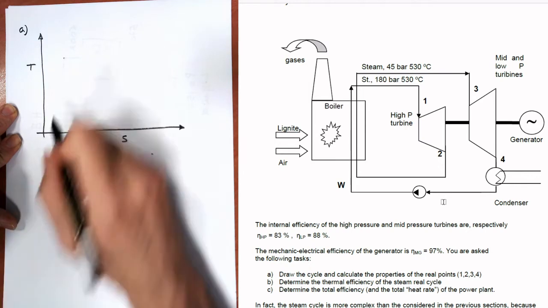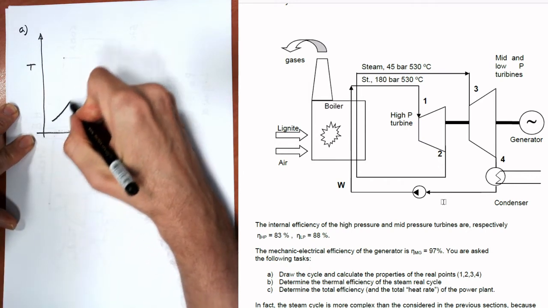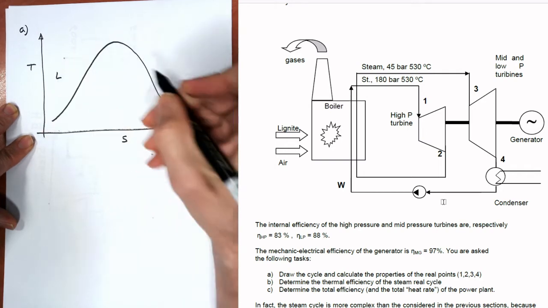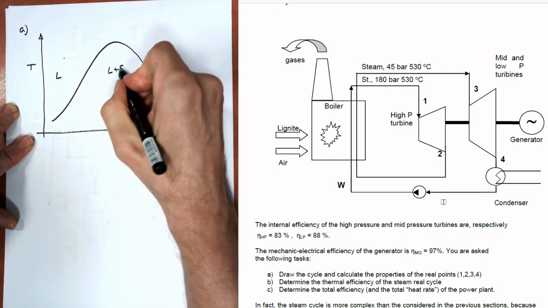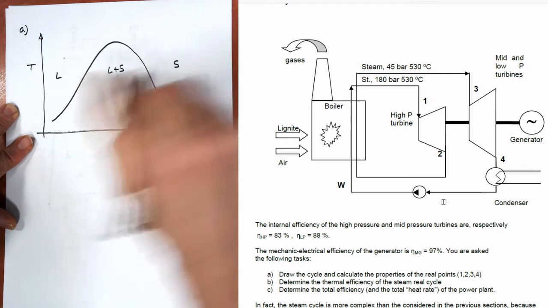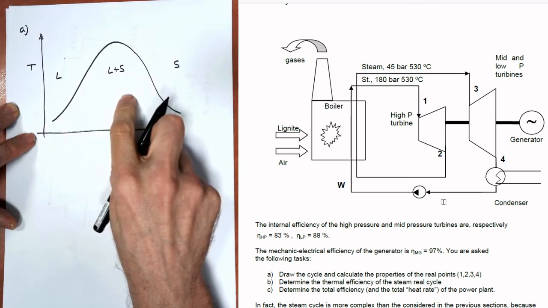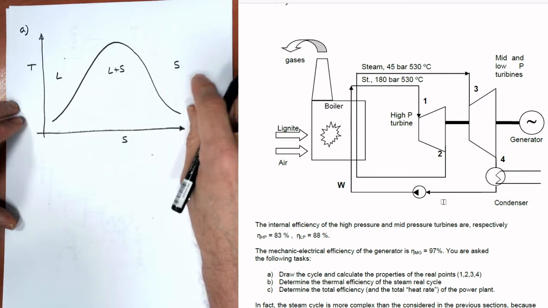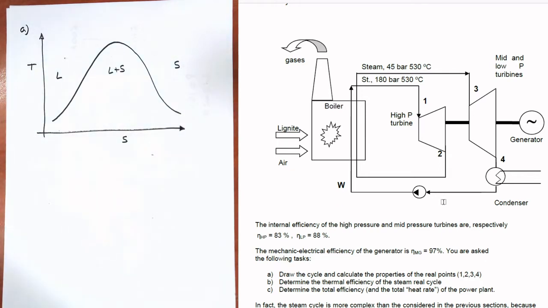We always start by drawing the bell that separates the liquid plus the steam from the steam. So here we have liquid, here we have liquid plus steam, a combination, two-phase flow, and here we only have steam.